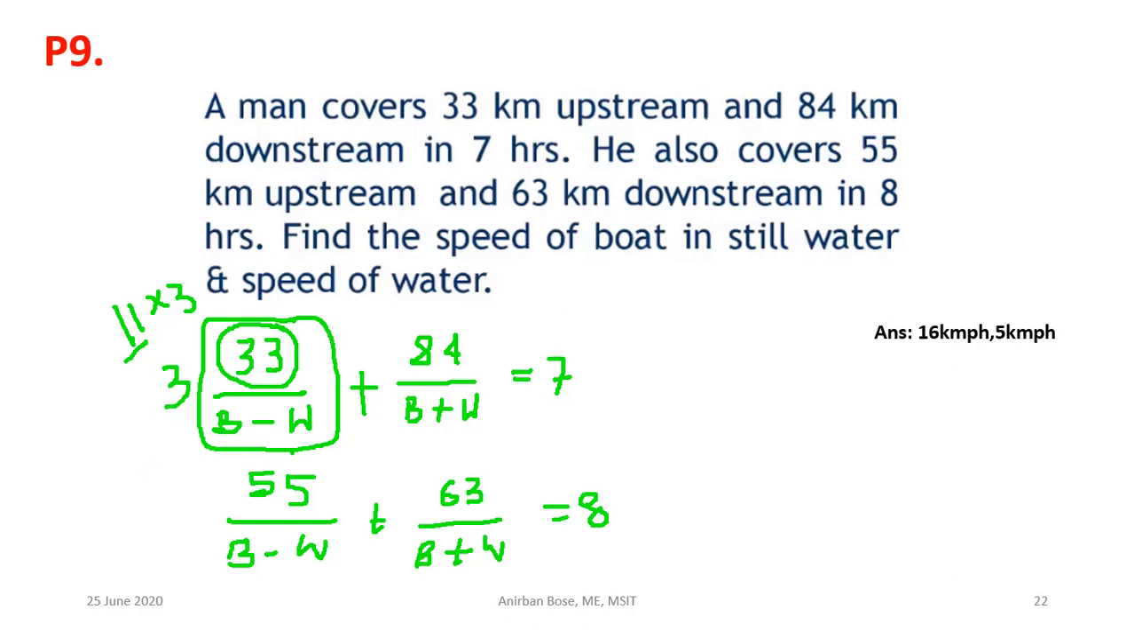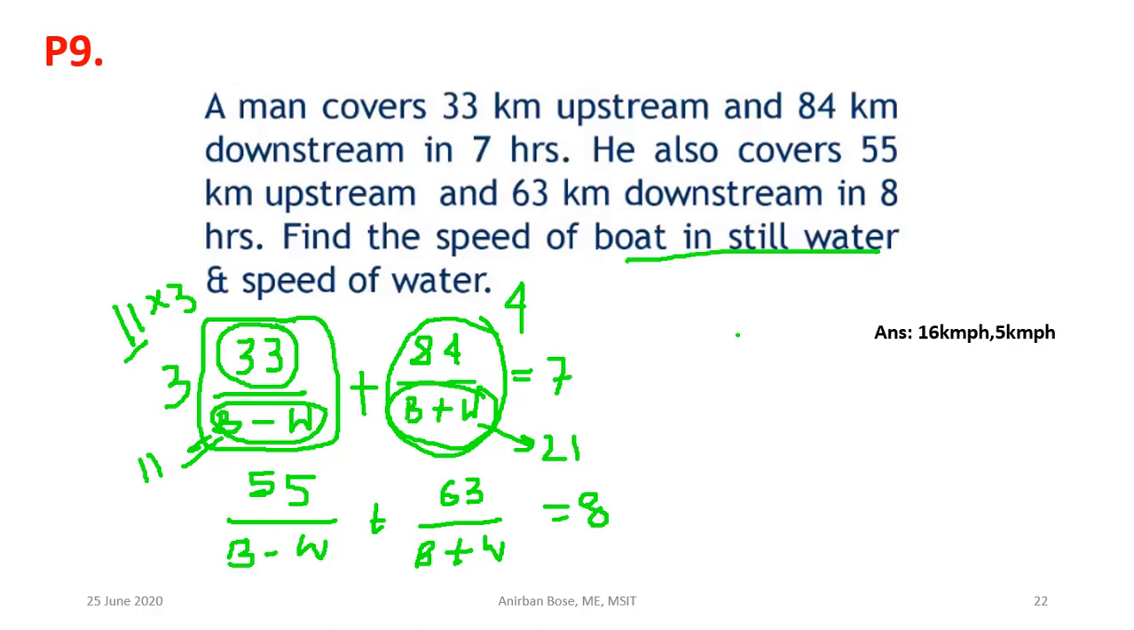So if the whole thing is 3, then B minus W is definitely 11. Now if the whole thing is 3, to make it 7, this whole thing must be equal to 4. If the whole thing is 4 and it is 84, then definitely B plus W will be equal to 21. So now you know B minus W and B plus W. What you have to find out is the velocity of the boat in still water.